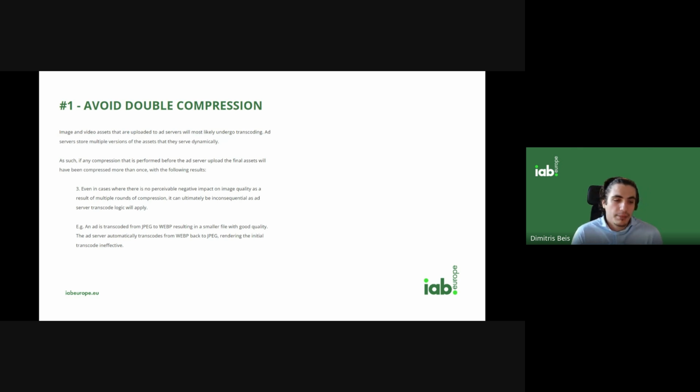By the way, even if there is no perceivable negative impact on the image quality, it can ultimately be inconsequential to compress before the ad server stage, because once you upload to the ad server, different transcode logic will apply. So if an ad is transcoded from JPEG to WebP, because your agency said, we're going to sell you some green campaigns, we're going to make all of your creatives WebP, it's going to be great. Yeah, no, nothing's going to happen, because once you upload it to the ad server, most likely it will be transcoded to a different format. And that renders the initial transcode ineffective.